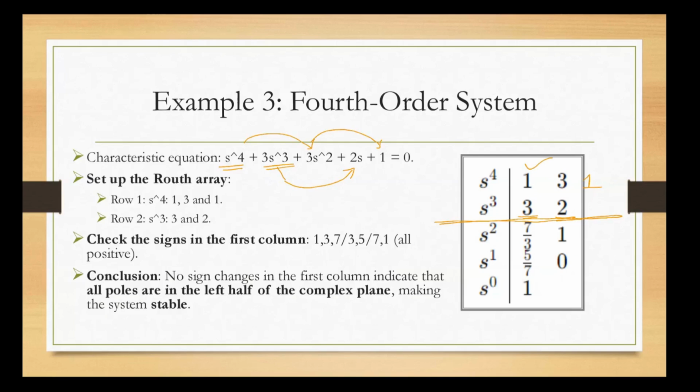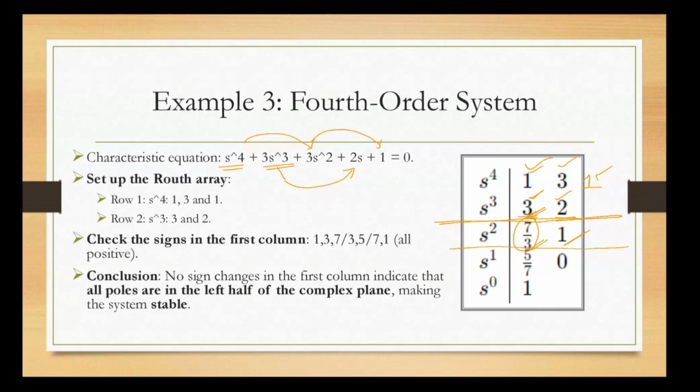After that, we calculate this element. To calculate the first element of s square, we use the previous two rows. So 3 into 3 minus 2 into 1, divided by 3. That gives you 7 by 3. And this element is 3 into 1 minus 0 into 1, divided by 3. So you will end up with 1.